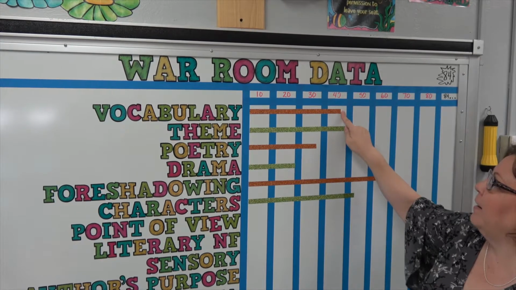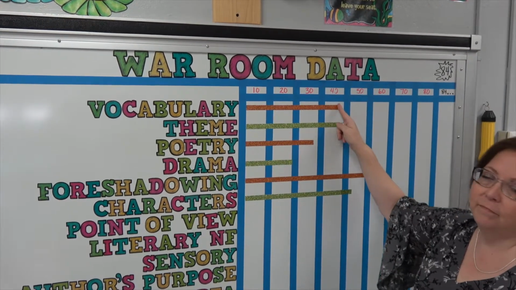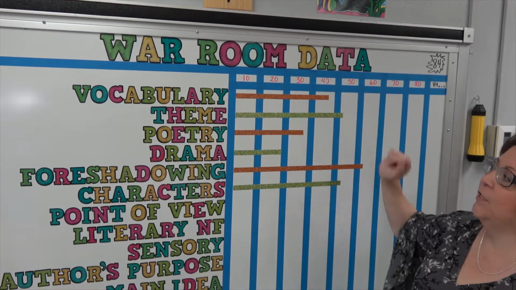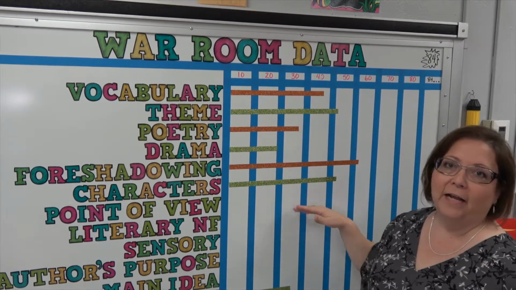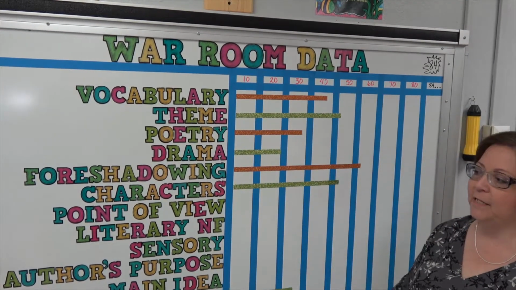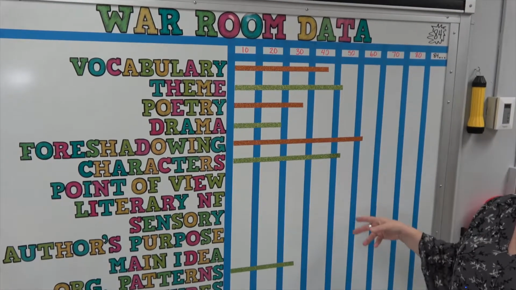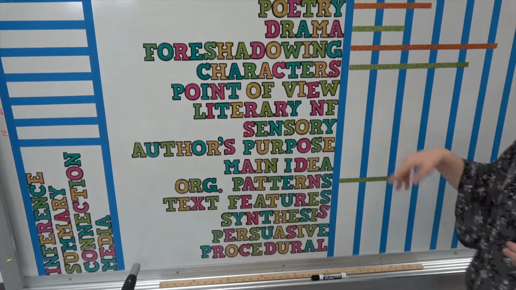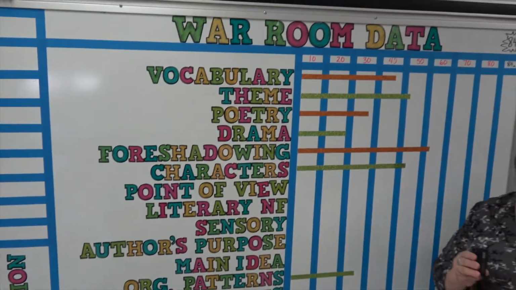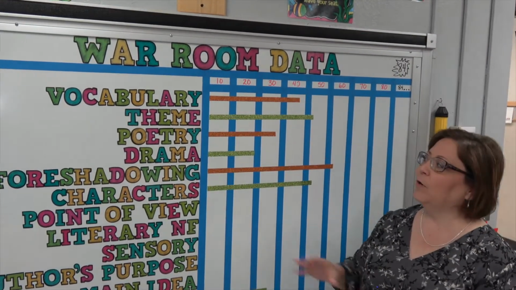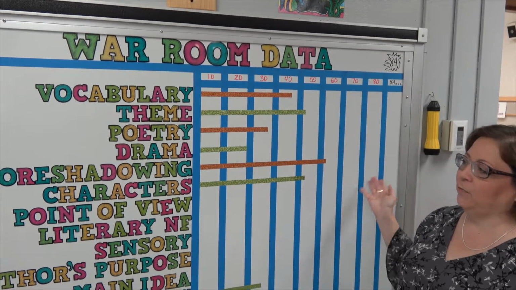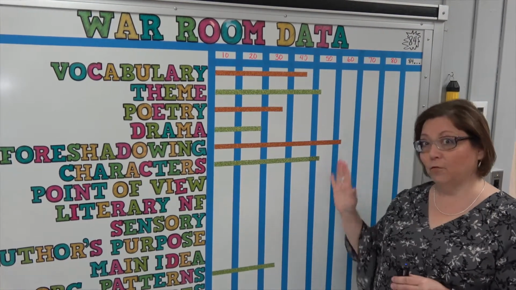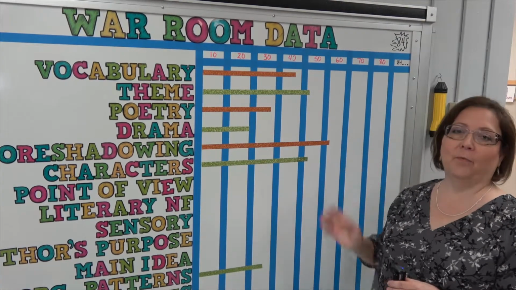So vocabulary right now we're at 44 kids have mastered the TEK. Theme, we're at 52, and poetry, etc. And so we're in the process of putting this board together, and by the end of this week we'll be done, and we'll have every single TEK. And so as the kids are working on their data here, then we're going to continue with our data board, and we'll have a simulation next week for the full-blown test, and then we'll update the board again.